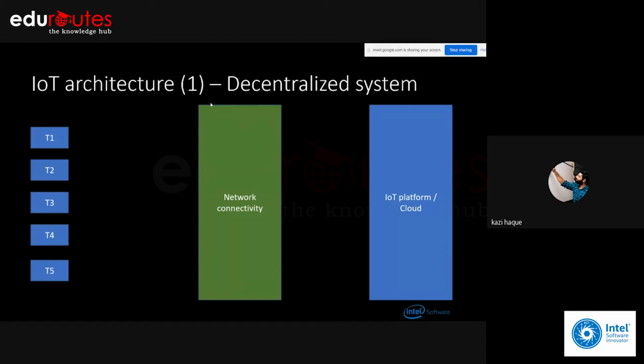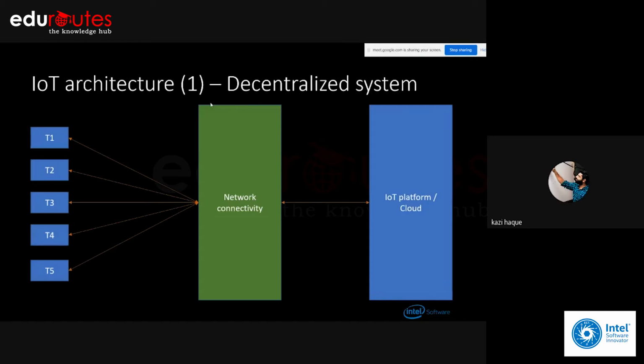All this information needs a place to reside. All this information needs certain rules. For example, if the temperature is 30 degrees centigrade, my AC should get switched off. There should be a cloud platform which would be interacting with the network connectivity, which would be interacting with the terminals, the different kinds of things. So these are the decentralized systems which we generally follow in terms of connecting the different kinds of things which are across the globe.